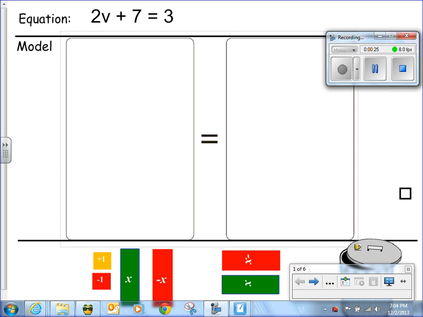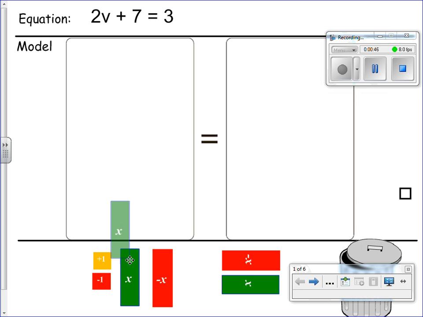Now I've given your notes to you a little bit differently. That way you can take some notes on the side and actually take time to solve the 2v plus 7 equals 3 on the lines as well. So what I'm first going to do, and you're going to go ahead and draw what I'm modeling up here. Okay, so I have 2v, that's going to be 2x. And then it says plus 7.